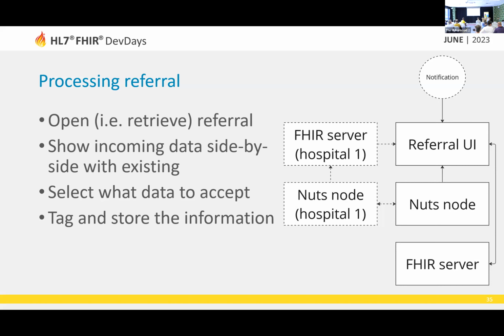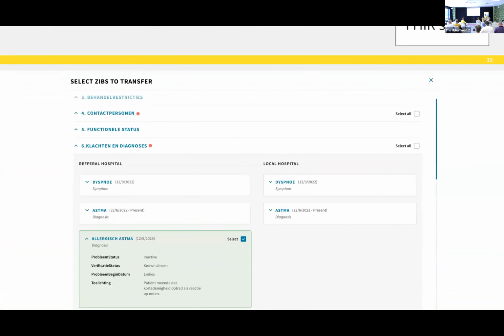Then you need to select what data to accept. And then once you accept it, the data needs to be tagged, indicating that it's coming from a different source, and then stored in the file server.